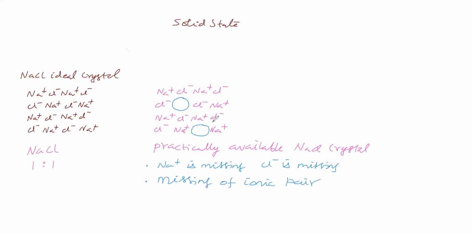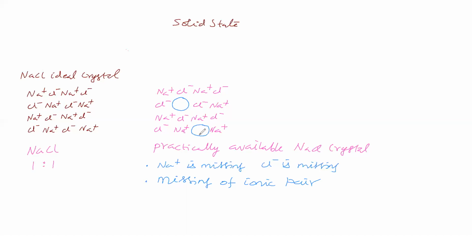And in this crystal, at this place Na plus should be there, but Na plus is not there. So at this lattice point Na plus is missing. In this place Cl minus is missing, which means a defect is there. Imperfection is there. It is not perfect.